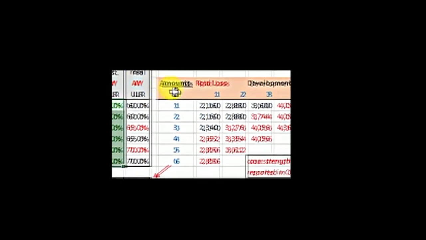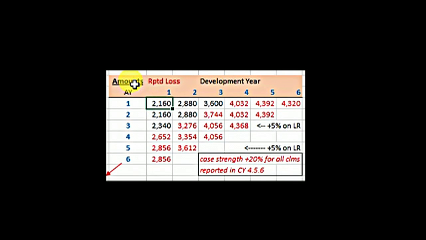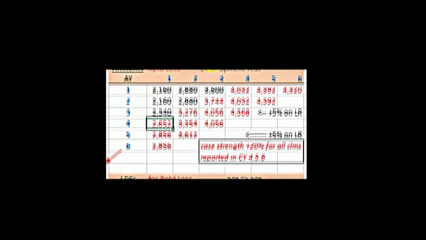Now, let's look at the reported loss triangle. It's a little bit more complicated. The bump in loss ratio affects whole accident years, which is a horizontal line. But the bump in case reserve strength affects whole calendar years, which is a diagonal line. So you can see how this can get complicated pretty quickly. But the key question, as always, is how is the development pattern affected?